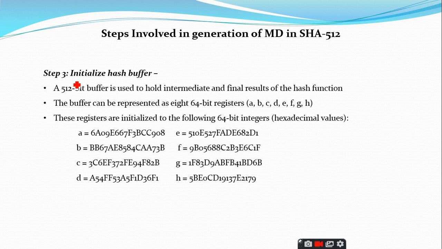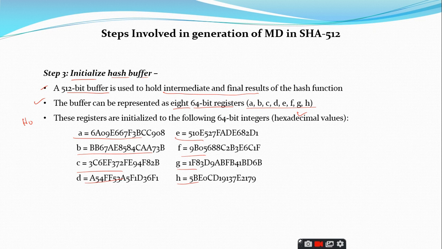And the third step is initialize hash buffer. Every buffer is a 512-bit buffer, and this is used to hold the intermediate and final results of the hash function. The buffer can be represented as 8 64-bit registers, which are represented as A, B, C, D, E, F, G, H. Initially, for the value of H0, the initial values of all the registers are given here. There is no need to memorize these, but just remember the values here. These are nothing but hexadecimal values.